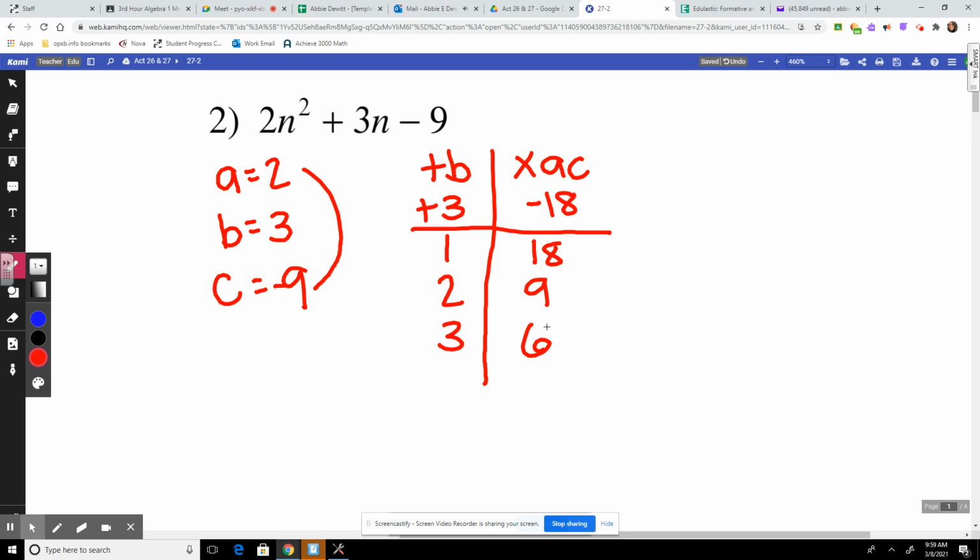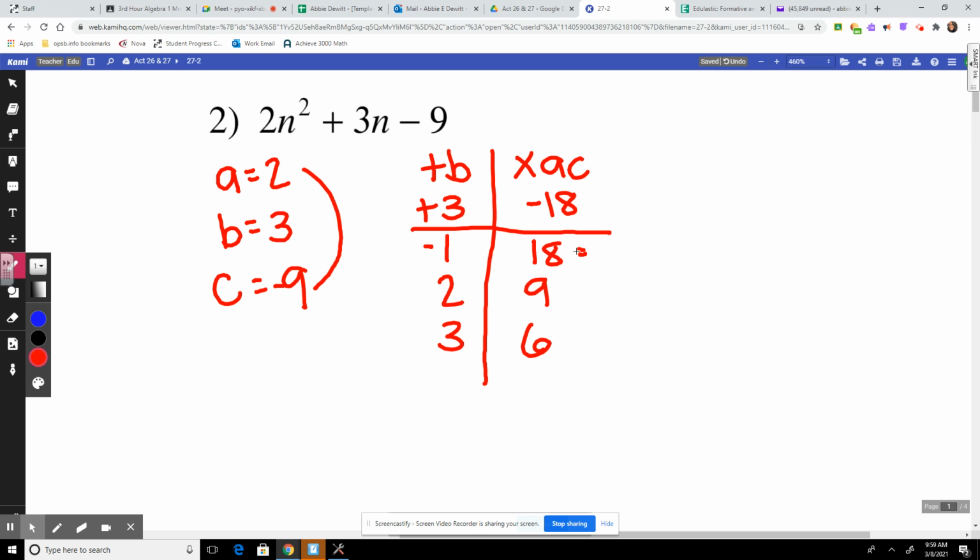Okay, so now I need to figure out what numbers I need. I'm in that same situation that I was in on the previous number. I'm multiplying to a negative. If I'm multiplying to a negative, then that means one of my integers here has to be negative, because a negative and a positive multiply to a negative.